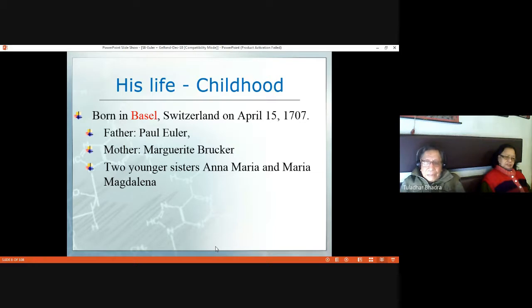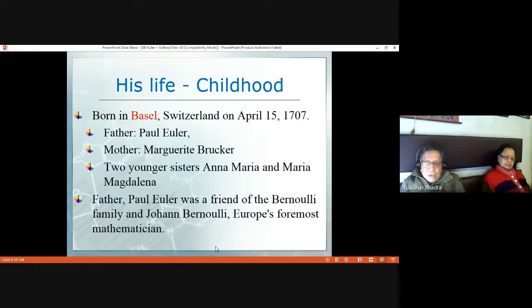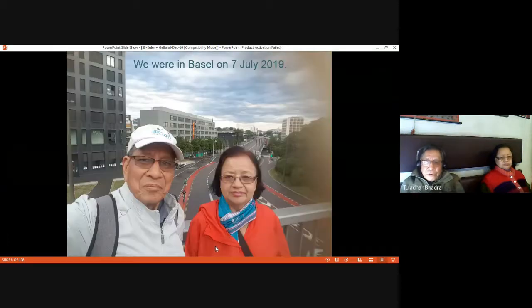I have been to Basel some time back, only 2 years back to that place. His father, Paul Euler, was a friend of Bernoulli. We have already talked about the Bernoulli family, a very prominent mathematics family. So there are two brothers Bernoulli, and Johann Bernoulli was one of the prominent mathematicians. So Paul was very connected with Johann Bernoulli. We have seen that the Bernoullis were the foremost mathematician family in Europe at that time, in the 17th and 18th century. So this is, you can see, a very nice city.